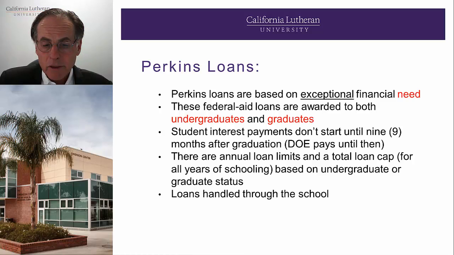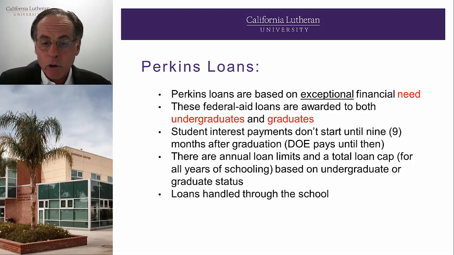The Perkins loan is a subsidized form of aid to undergraduate and graduate students that show exceptional financial need. As already discussed, need is a function of income and resources compared to the cost of attending school. This low-cost loan is available to both full and part-time students with exceptional financial need. Student interest payments don't start until 9 months after graduation. The Department of Education pays the interest until then.